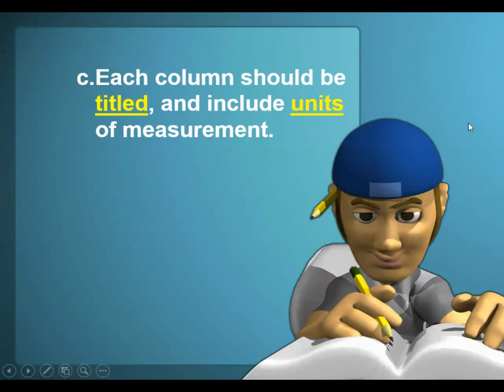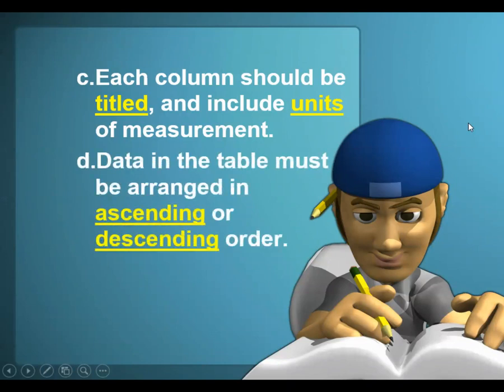Each column needs to have a title, and it should have units. Sometimes you have to label a data table, so you always have to make sure you've got what it is that you're testing and the unit if needed. The data in the table should be arranged in ascending or descending order, meaning smaller to larger or larger to smaller.